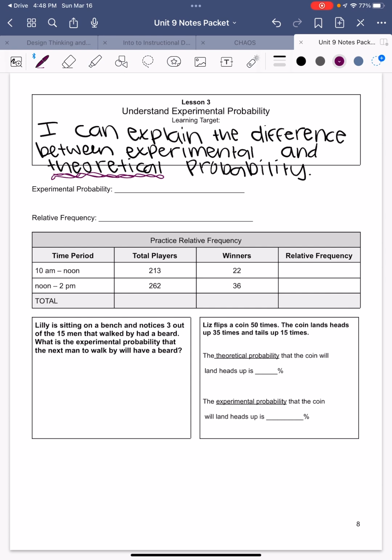Today we're going to talk about experimental probability, and that is kind of the opposite. That's what actually does happen. So if we flip a coin 10 times, theoretically, we should get 5 heads, 5 tails. But the experimental probability would be what actually happens. Do we get 6 tails and 5 heads or something like that? So experimental probability is what actually happened.